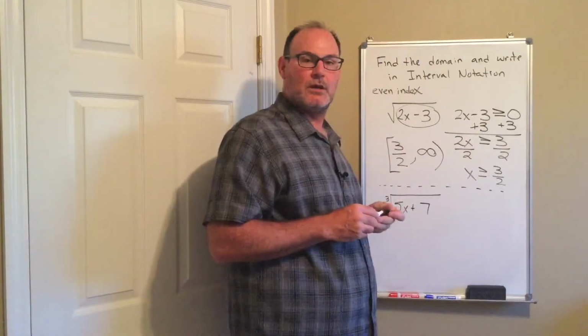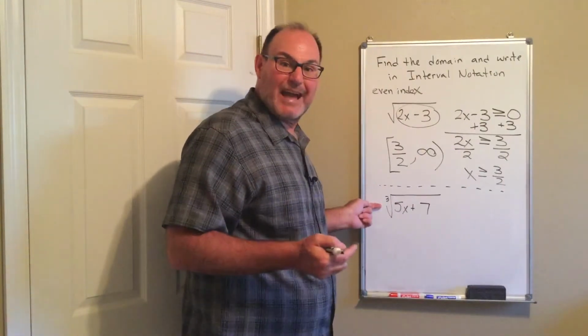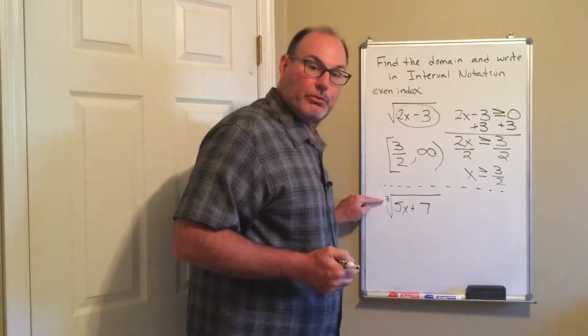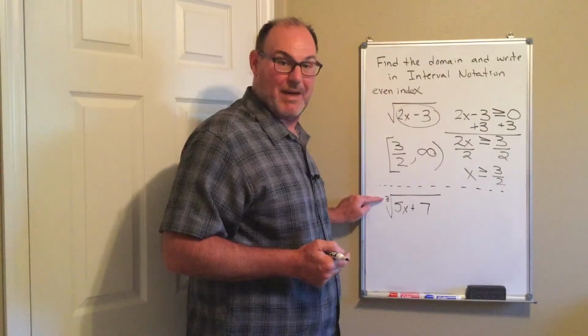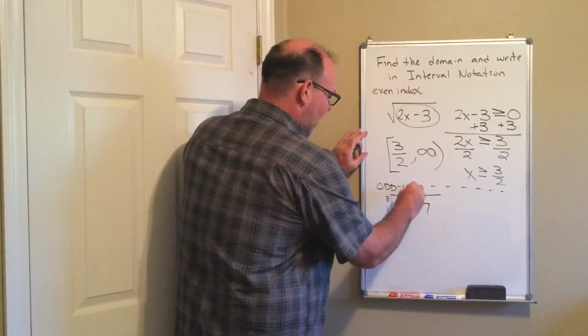Now, the second example I have right here is what if there is an odd index? So I'm going to use the cube root of 5x plus 7 as my example. So this is what to do when you have an odd index.